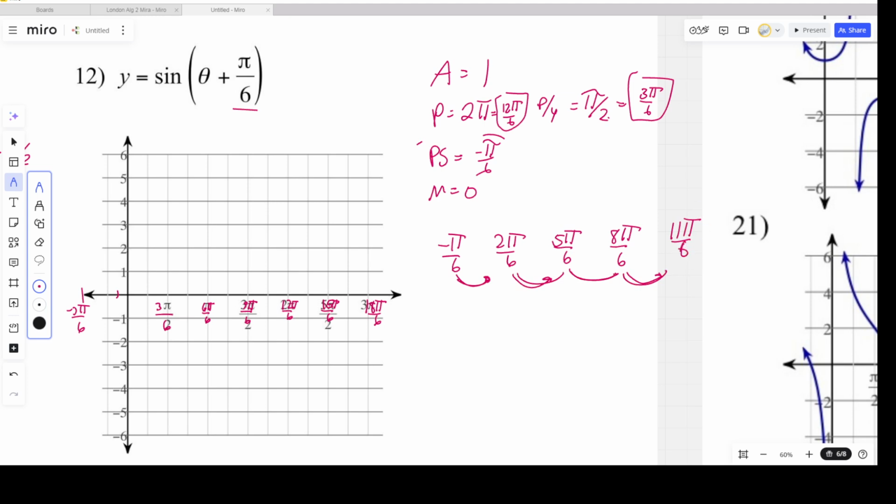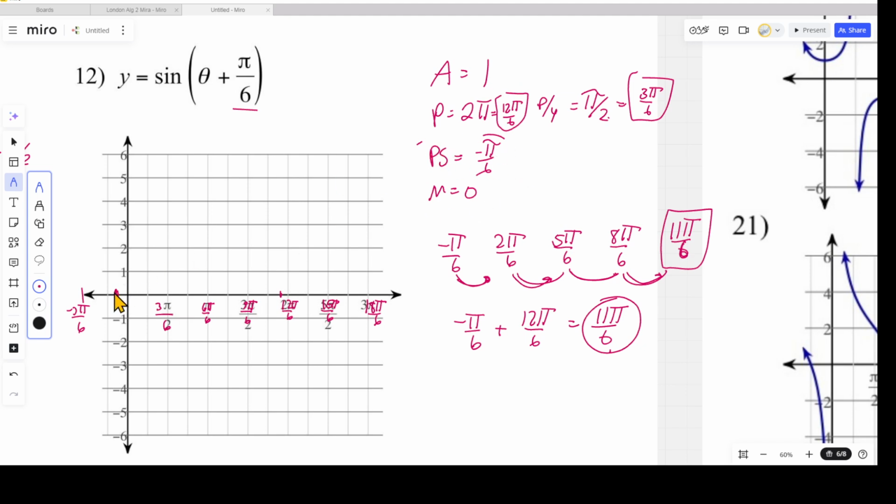So I guess at this point I've added a full period. Normally I do that separately. I take my starting point and add a period, 12 pi over 6. But I guess that's the same as adding 4 quarters. So the end of my box will occur at 11 pi over 6. Here's my start, and if I go over a full period, it should end at 11 pi over 6.